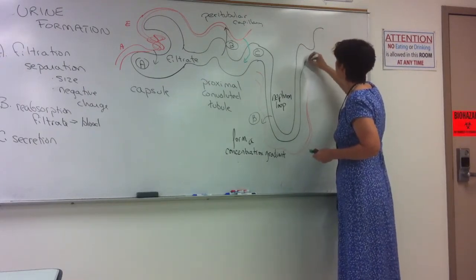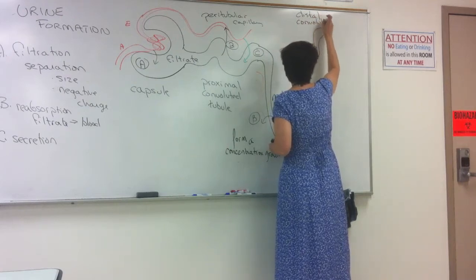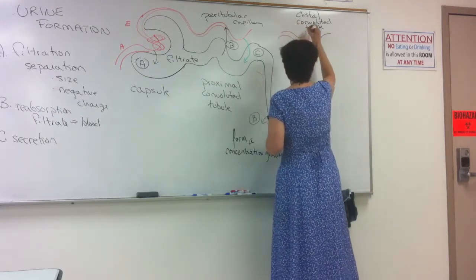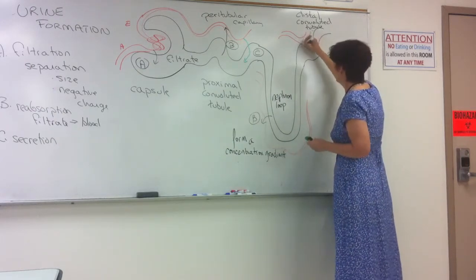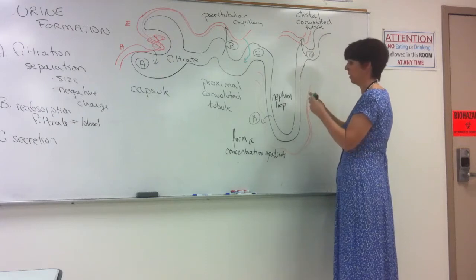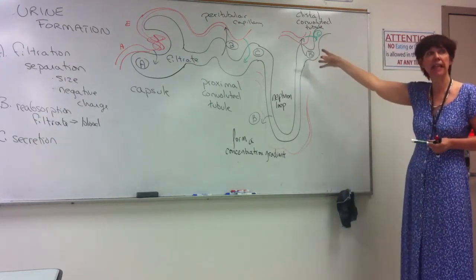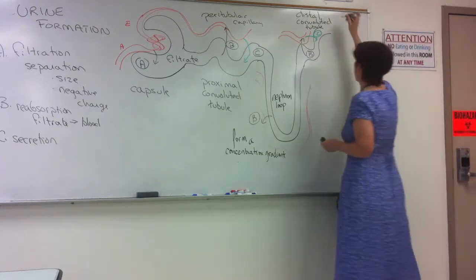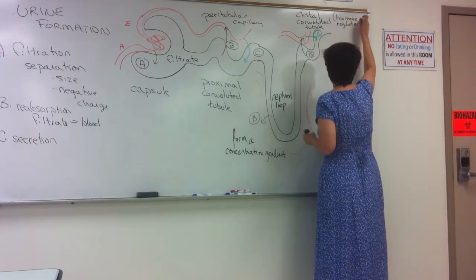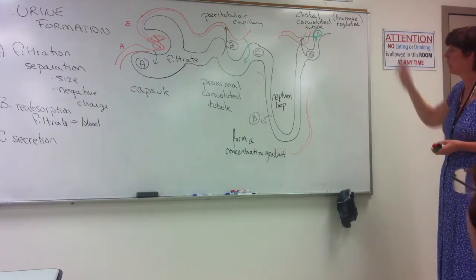Then we form our distal convoluted tubule. And again, we do secretion, reabsorption, and secretion. But this is typically regulated, right? So this is typically regulated under the influence of hormones. That's our nephron. End with the distal convoluted tubule.